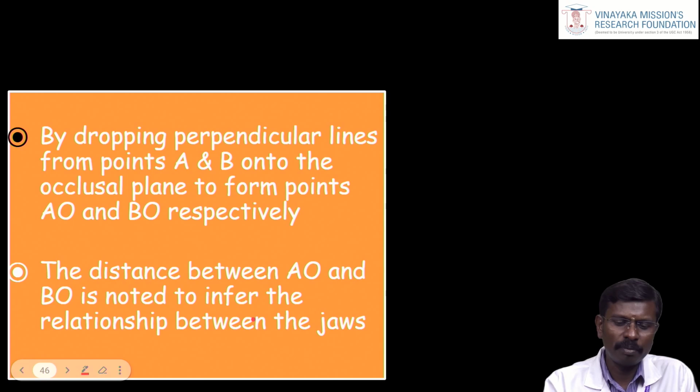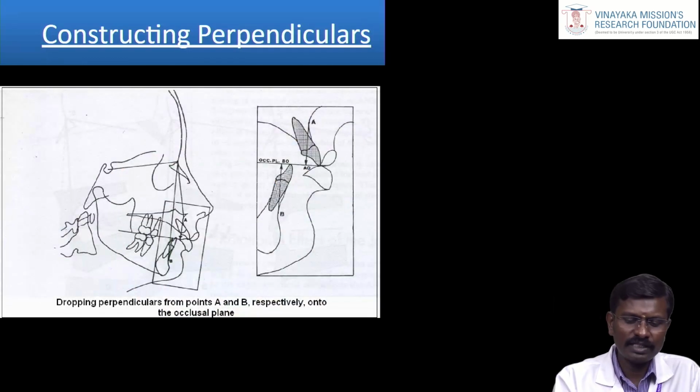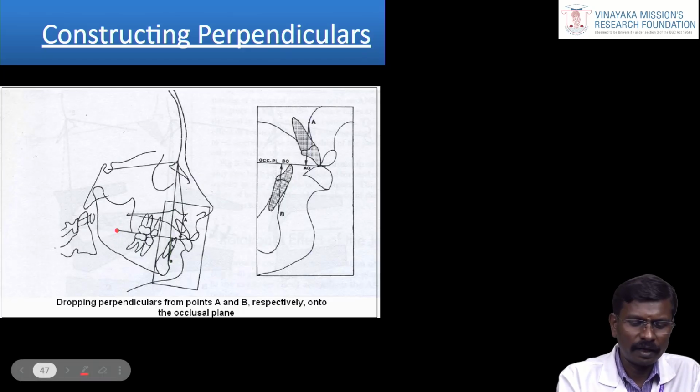This is done by dropping a perpendicular line from point A and point B onto the occlusal plane to form the points AO and BO respectively. The distance between the AO and the BO point is noted to infer the relationship between the jaws. So here the reference plane is the occlusal plane, and we have to draw one perpendicular line to the occlusal plane connecting point A.